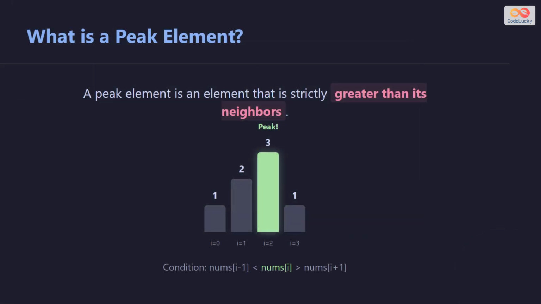First, let's define what a peak is. A peak element is simply an element that is strictly greater than its neighbors. In the example shown here, the number 3 is a peak because it is greater than 2 on its left and 1 on its right.